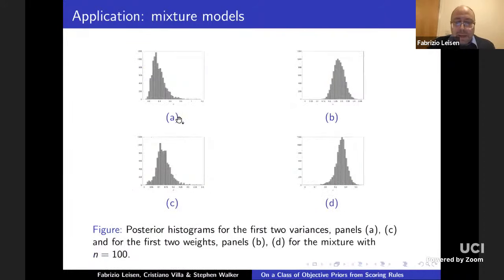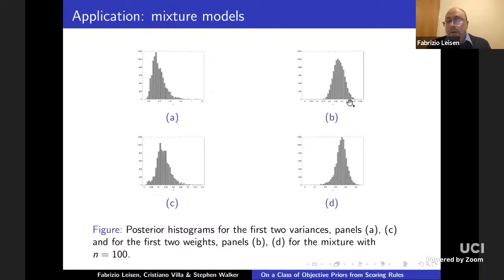So in panel A and C, we have the histograms for the first 2 variances. And in panel B and D, we have the histograms for the first 2 weights. In A, the true value is 0.5, so they are not so bad. And in C, the true value is 0.1.